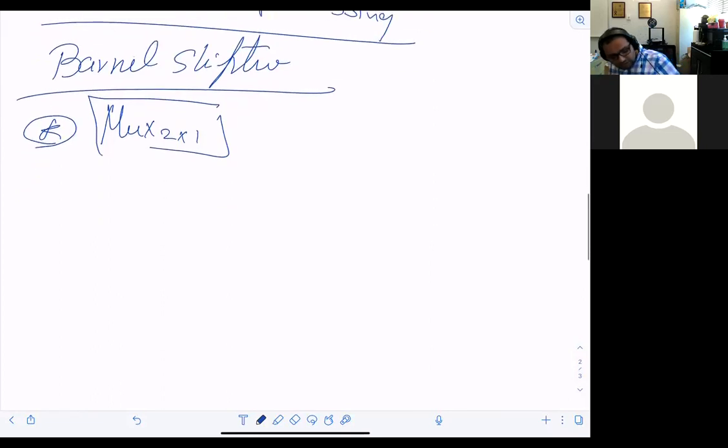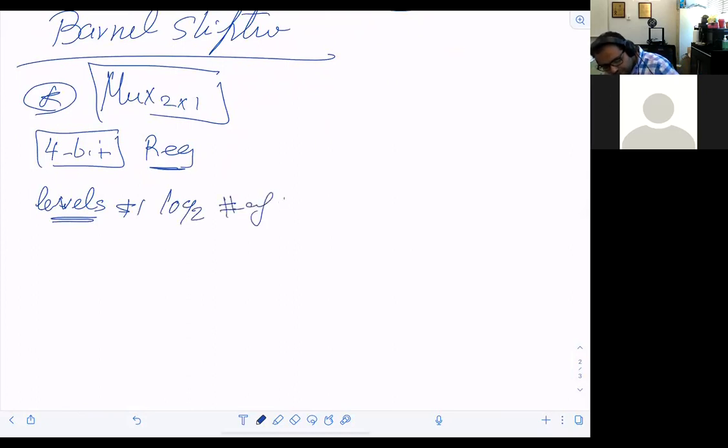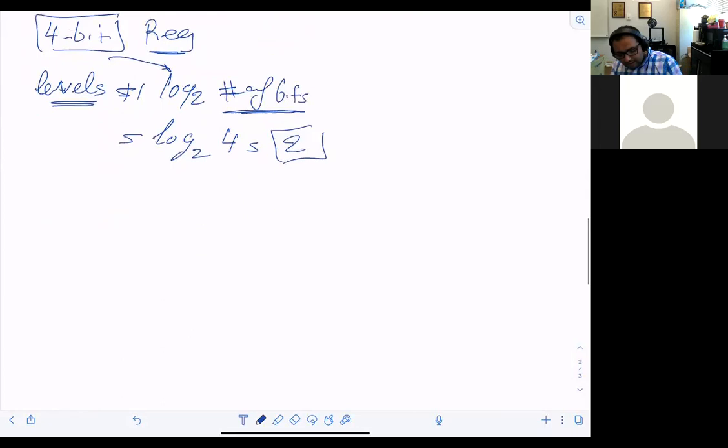What does it mean? So for instance, if I have a 4-bit register, and I would like to use the barrel shifter methodology to shift it, how am I gonna do it? Basically, I have to follow some steps. First of all, I need to define levels. How many levels I have is gonna be log 2 of the number of bits the register has. So in this case, it's gonna be log 2 of 4, which is 2. So that means I have 2 levels.